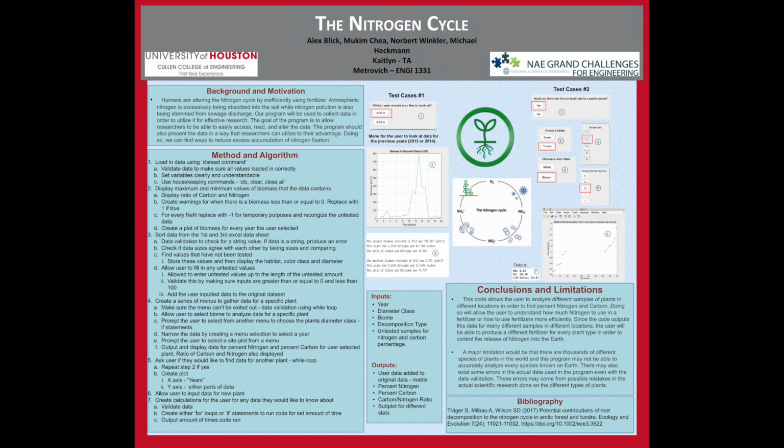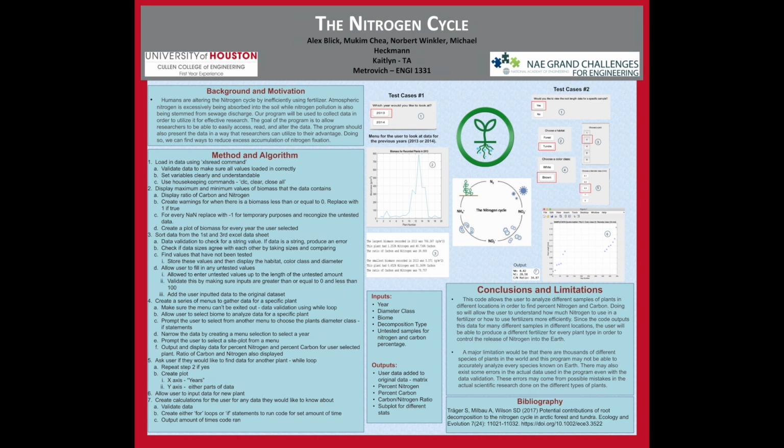Before we allow them to see that data, there has to be some data validation. Throughout the entire first section and the second section, there's data validation. For the first section, we validate by making sure that all values are loaded in correctly, and we set the variables and make sure that they're easy and clearly understandable. For menus, we make sure that you're not able to exit out of them, so the user is forced to click an option between 2013 and 2014, or any of the menus.